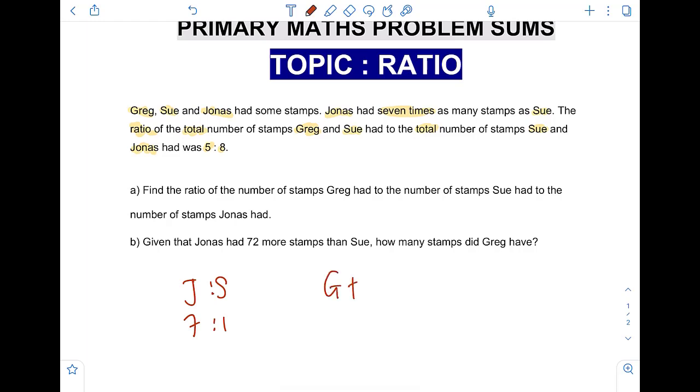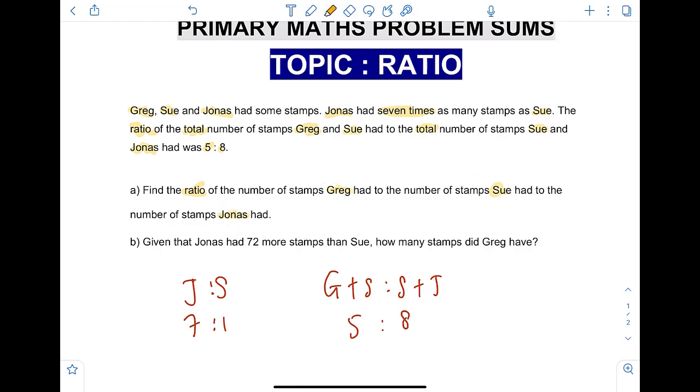Greg and Sue is to Sue and Jonas. That will be 5 is to 8. So the first question goes, find the ratio of the number of stamps Greg had to the number of stamps Sue had to the number of stamps Jonas had. Okay, so you need to find the ratio between these 3 people.